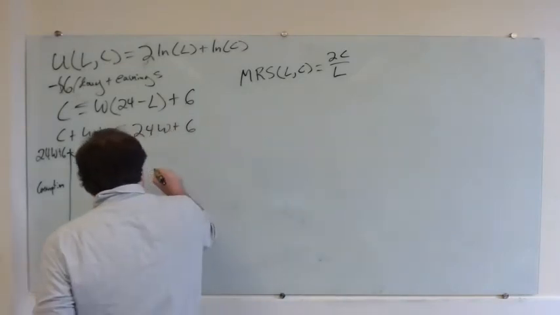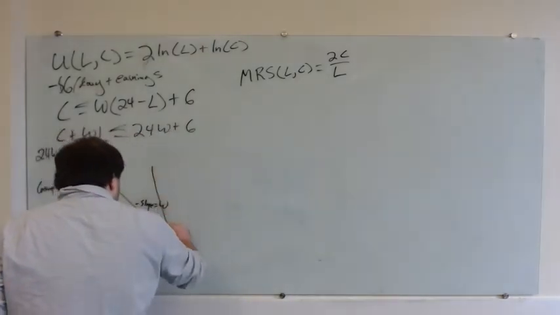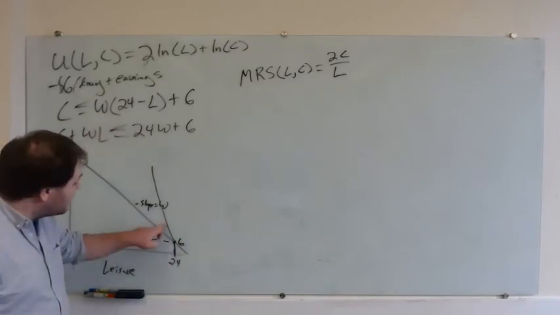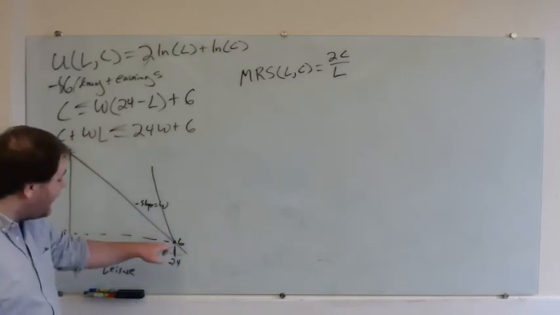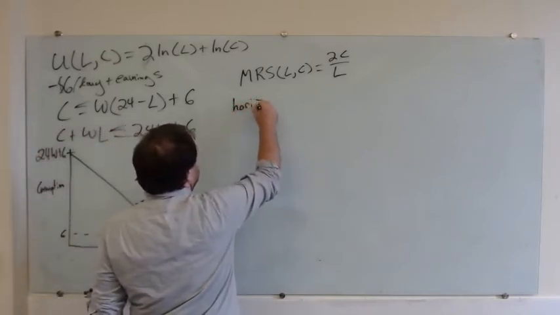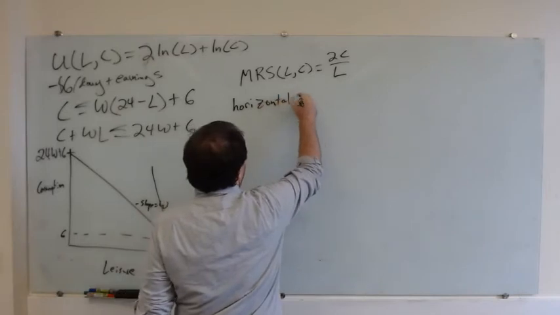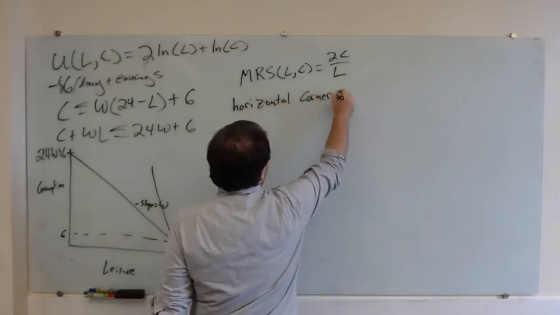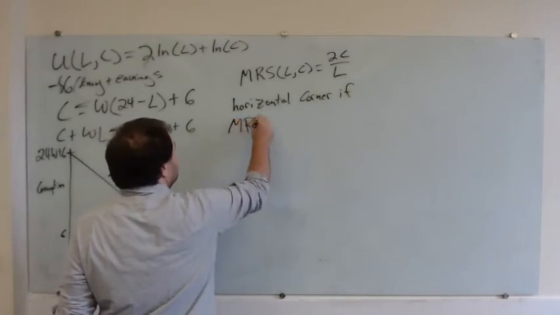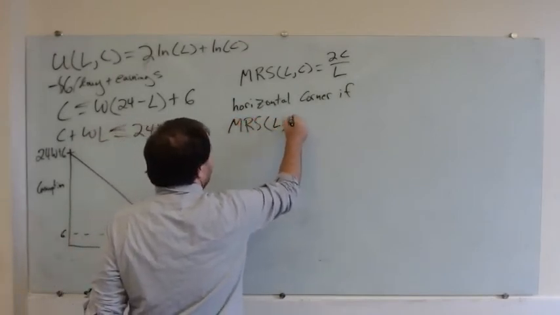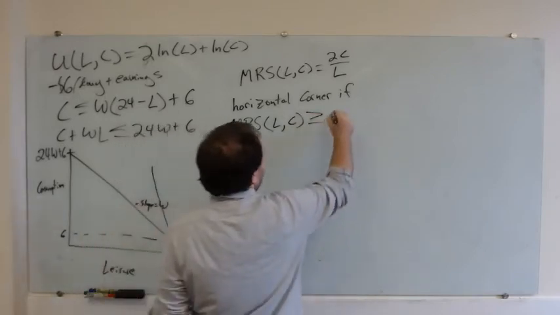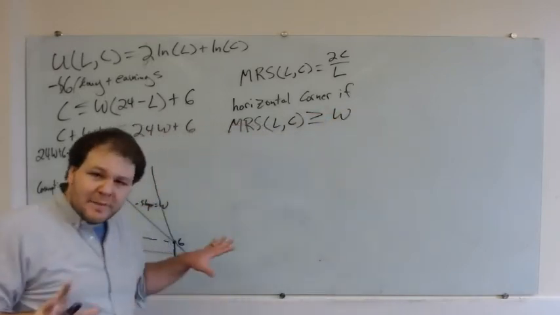How could this be a corner solution? Well, I would have to have an indifference curve that looks something like this, right? It's steeper than my budget constraint at the corner. So a horizontal corner is possible if my MRS as a function of L and C is greater than or equal to my price ratio, which is W. Does this make sense?